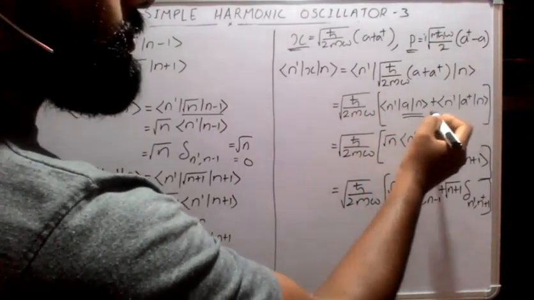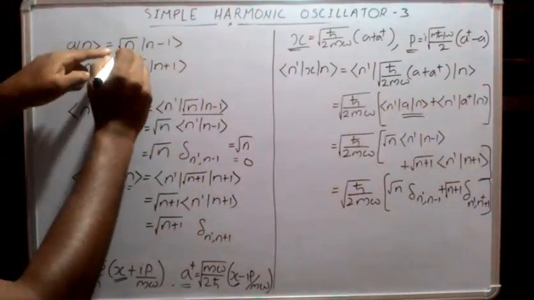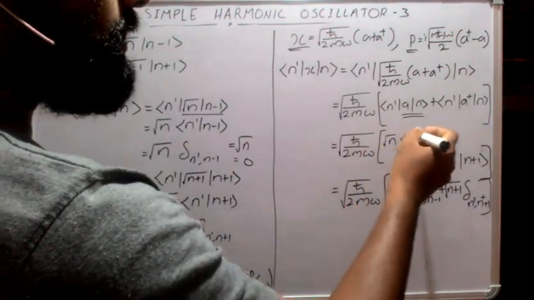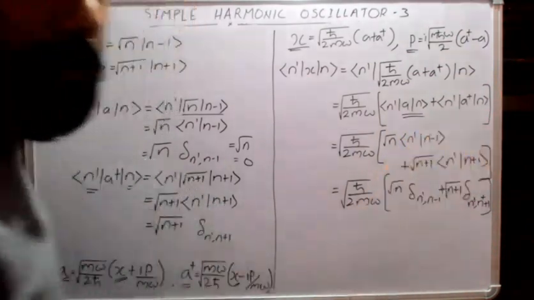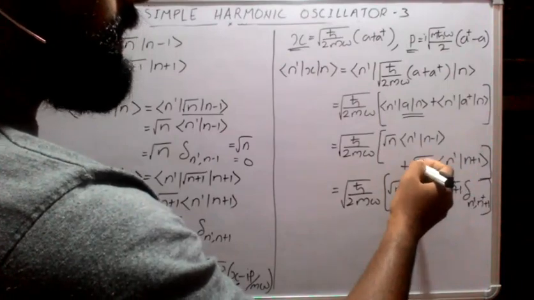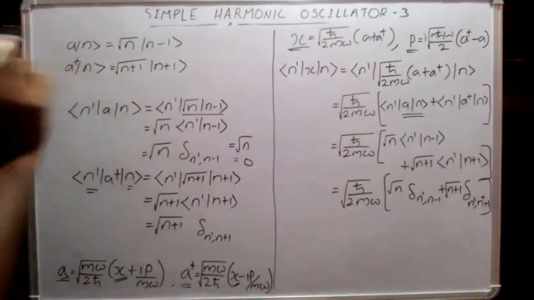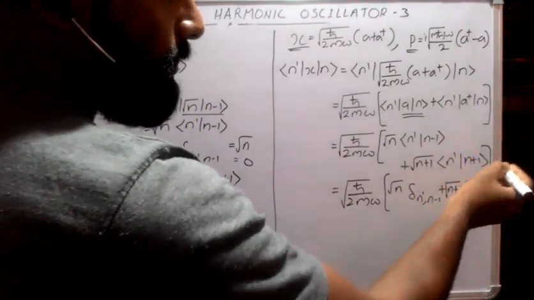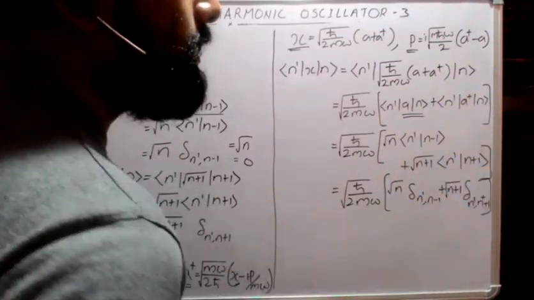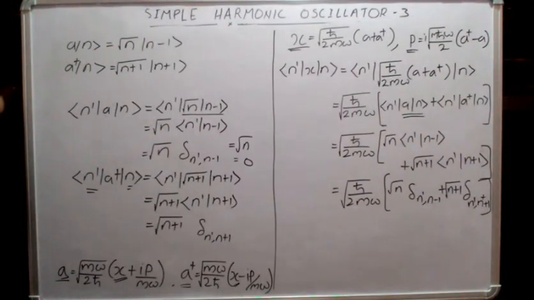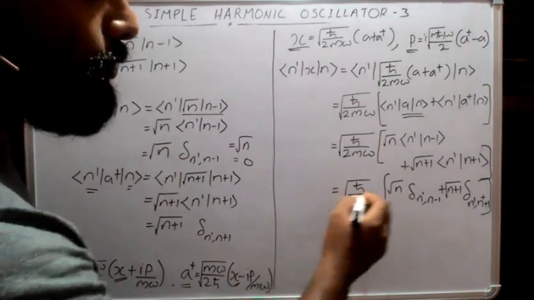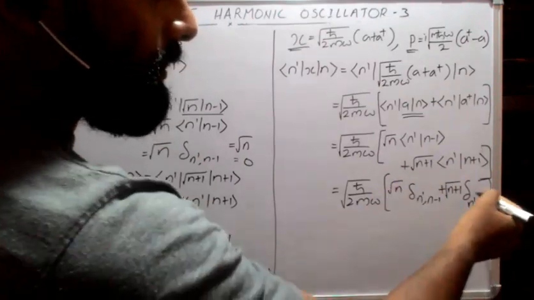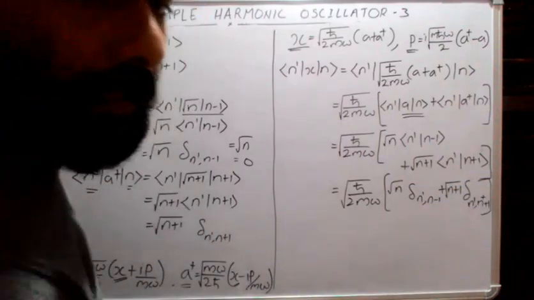If a operates on n, we will get under root n ket n minus 1. So we take this under root n outside, and we get the inner product of n dash and n minus 1. Plus the next term: a dagger operates on n, and we get under root n plus 1 ket n plus 1. So here we get the inner product of n dash and n plus 1. That is equal to under root h cross over 2 m omega times under root n delta n dash, n minus 1, plus under root n plus 1 delta n dash, n plus 1.